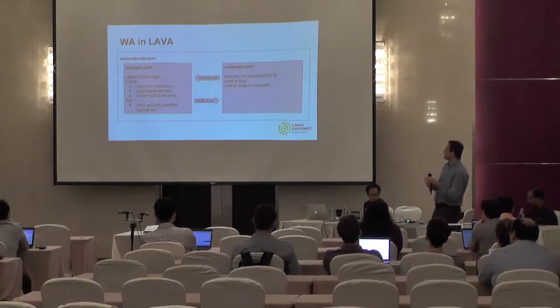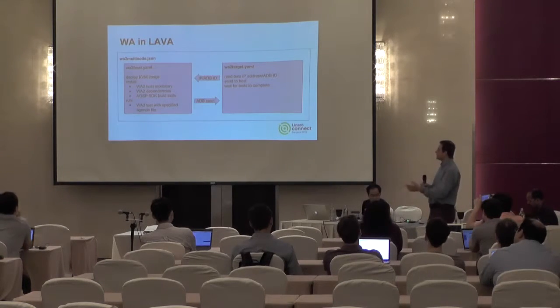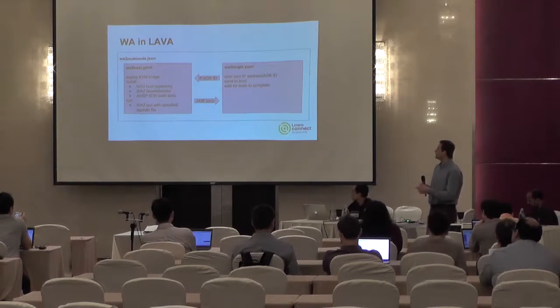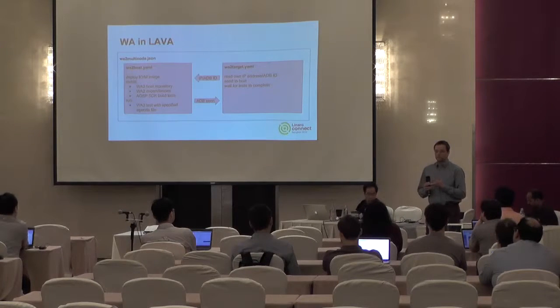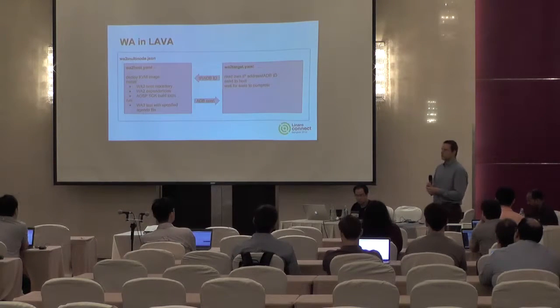So the job goes like this. First the host starts and waits until it gets either the IP address or ADB ID from the target. The target boots, reads its own IP address or ADB ID, and sends it to the host. Then the host starts to wait until the tests are complete. The host does all the steps required on the host, so basically installs WA. At the moment we always install from tip, but I'm planning to change that to install from released versions, not from tip.